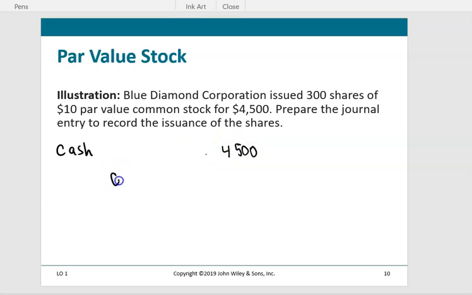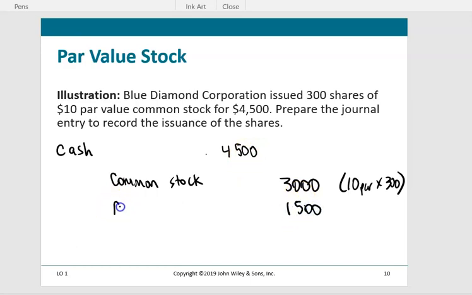And in exchange, the company gives up common stock at its par value, since there is a par value of $10 per share times 300 shares. So 3,000 is an increase to common stock. And then the difference between the cash received by the company and the amount of ownership that is given out gets recorded into additional paid-in capital, common stock, or sometimes we call it paid-in capital in excess of par value. So this is simply the difference between the cash received and the par value of the stock.